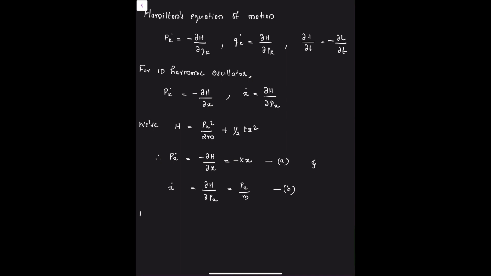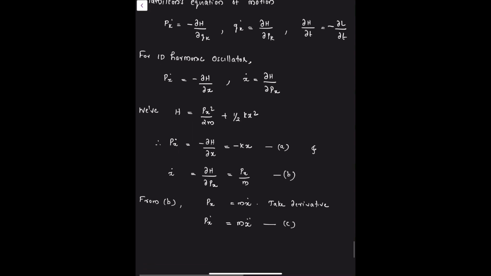Now let us rearrange equation number B, that is px is equal to m x dot. Now take the derivative of that. When you take the derivative, it will become px dot, that is m x double dot. Let it be equation number C.